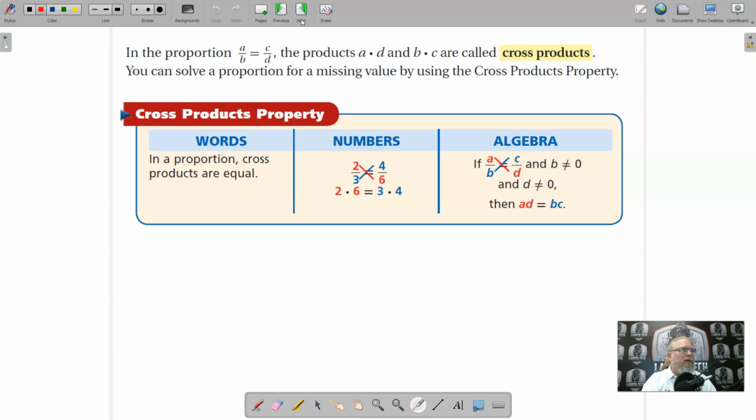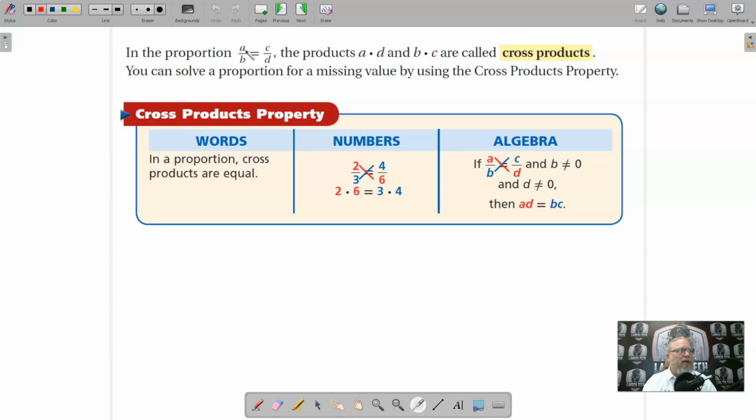All right, let's move along to the next page. Here we are at proportions, and using proportions and cross products property, this is the bread and butter of it. If you want to solve proportions, cross products is the way to go.